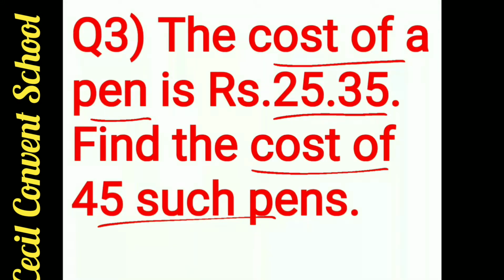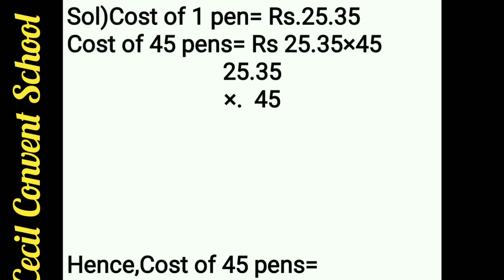Statement you get from the question only, cost of one pen. So you write cost of one pen is equals to rupees 25.35. Then cost of 45 pens will be 25.35 into 45. Now you have to multiply.